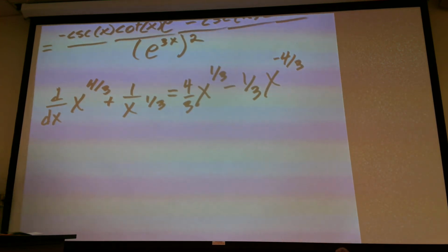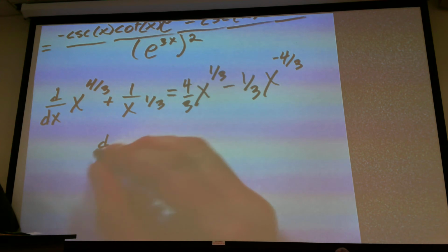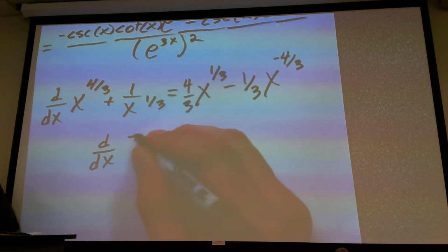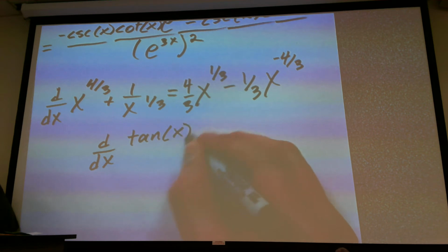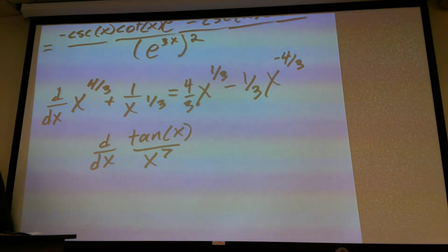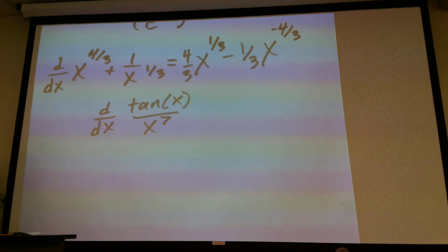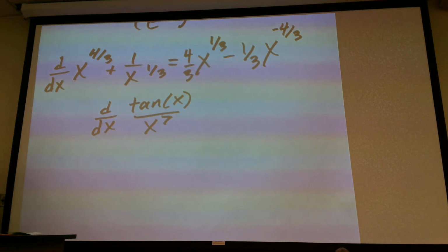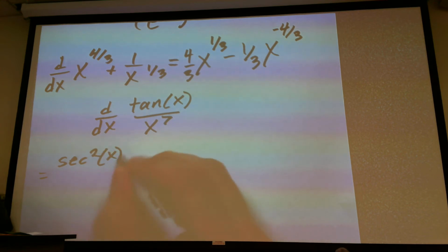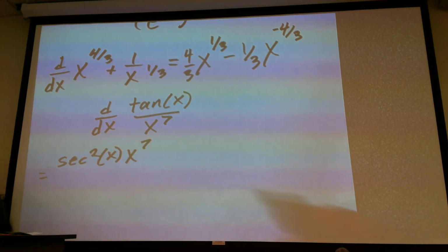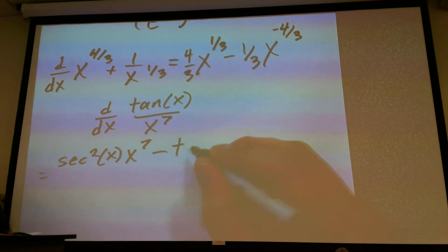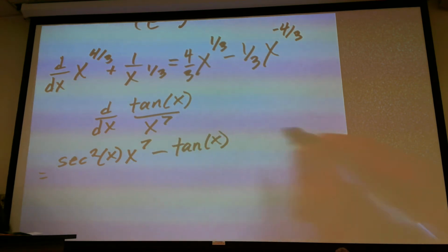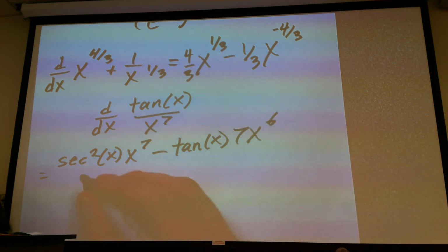Okay, this next one is going to be another quotient rule. The derivative with respect to x of tangent of x divided by x to the 7th. So f prime g minus f g prime divided by g squared. f prime, the derivative of tangent, is secant squared. So that's f prime, and then g is just x to the 7th, minus f, and then g prime, 7x to the 6th.